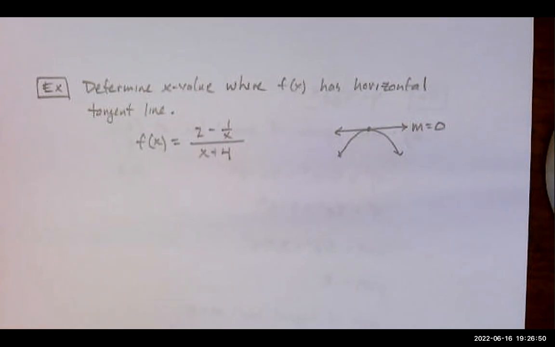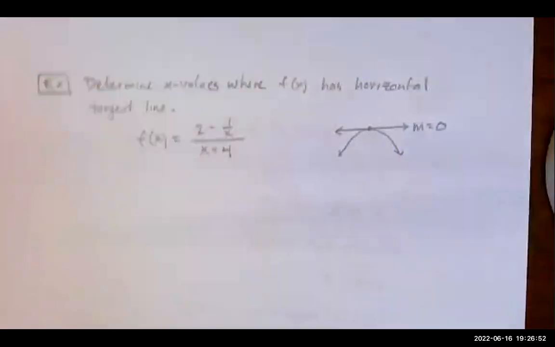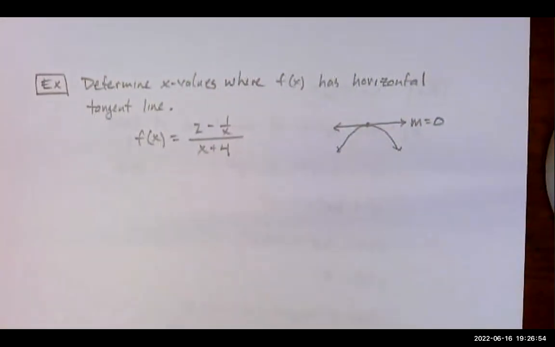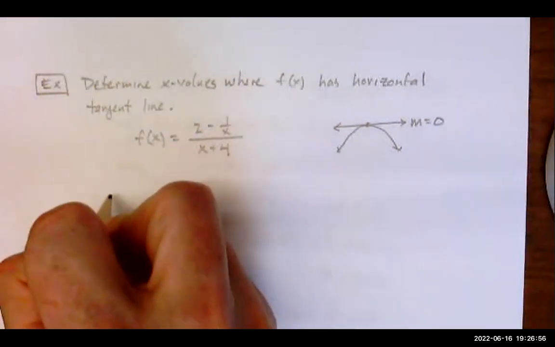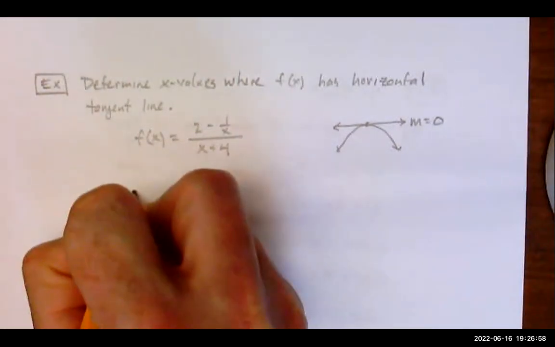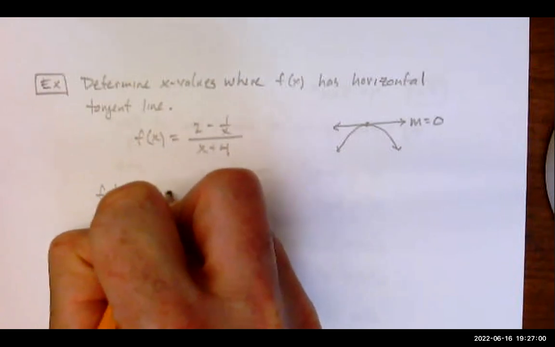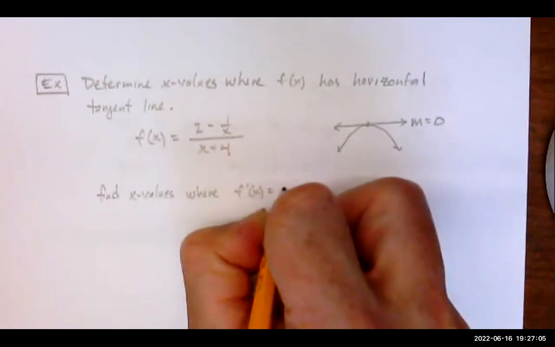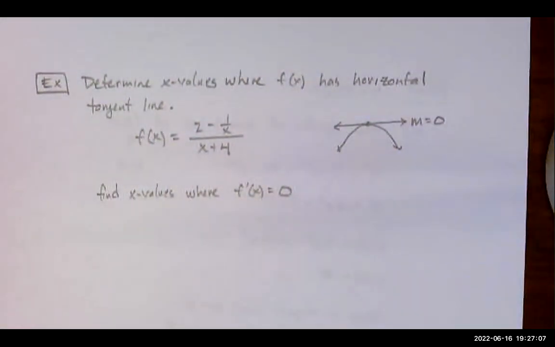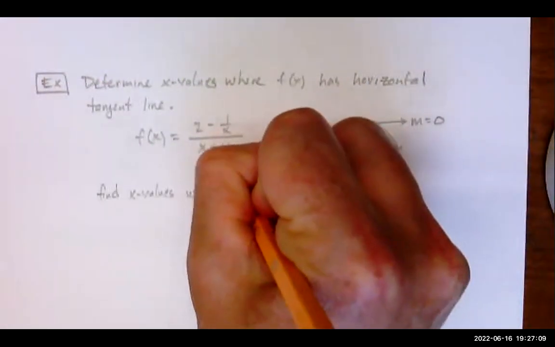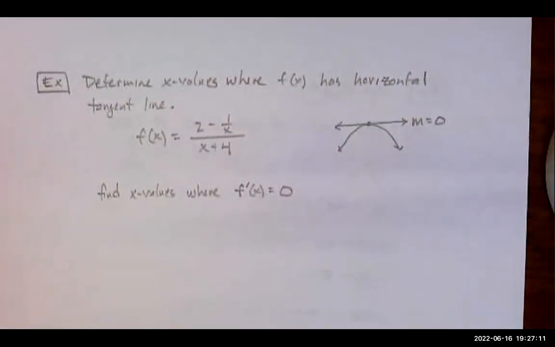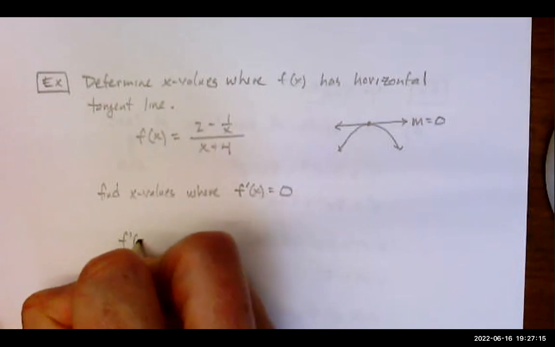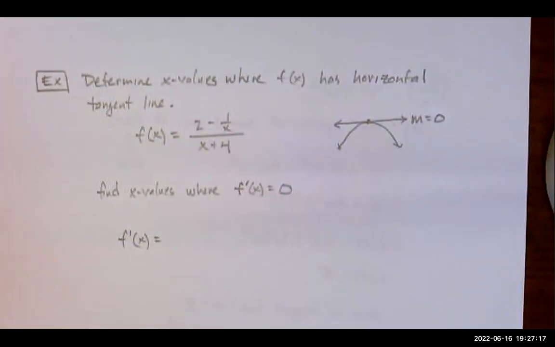So if we want to find the x values where f of x has a horizontal tangent line, we need to find x values where f prime of x is equal to 0. Where would our derivative equal 0? Well, first thing we're going to need is a derivative. So let's take a look.